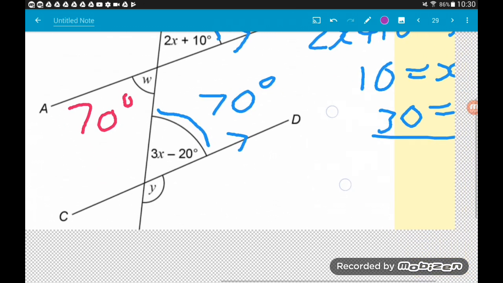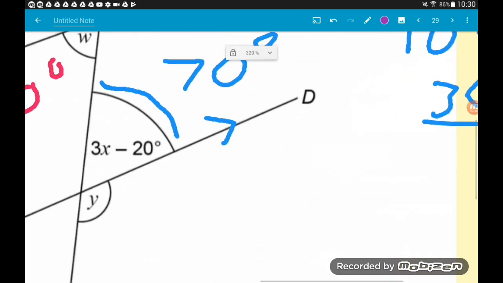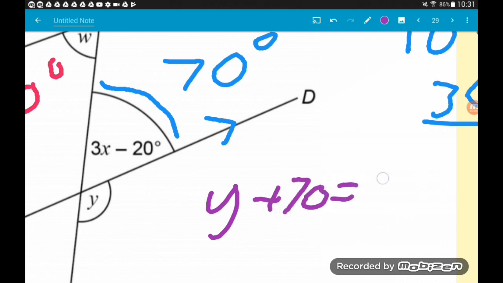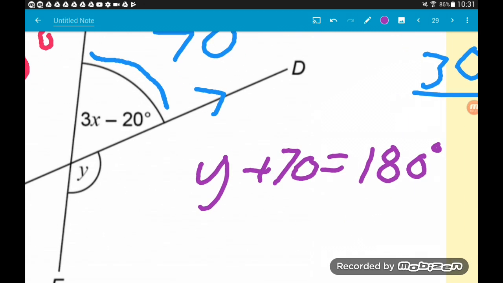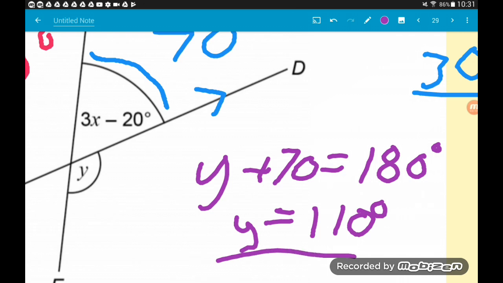Then we need to work out the size of angle Y. Well, Y and 3x minus 20 are angles on a straight line. Angles on a straight line add up to 180. So Y plus 70 is 180 degrees. Take away the 70, Y is 110 degrees. Job's a good one.